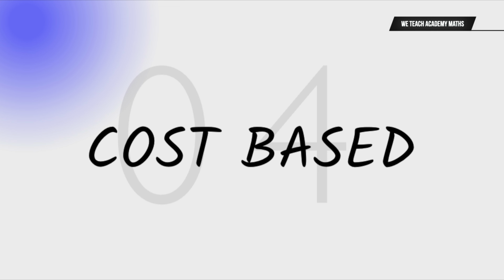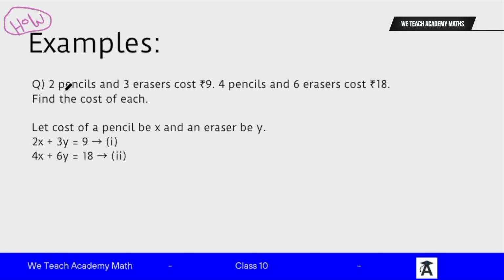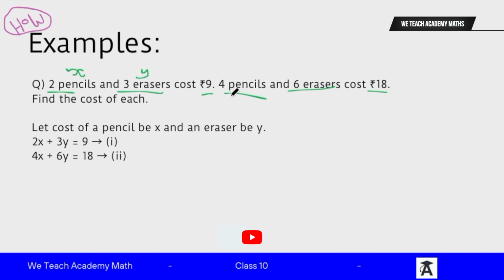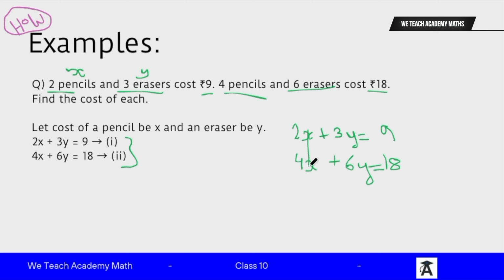Coming to cost based questions, this is a very important question because in this you have to find the cost of each pencil and eraser. So 2 pencils and 3 erasers cost 9 rupees and 4 pencils and 6 erasers cost 18 rupees. So to form the equation, you let pencils be x and you let erasers be y. So they have told that 2x plus 3y is 9 rupees and 4x plus 6y is equal to 18 rupees. So as you can see, the equation was already given here and the rest can probably be solved by you as this can be eliminated. So when you solve, you get 1 by 2 is equal to 1 by 2 is equal to 1 by 2. So do solve this and let me know the answer in the comments below.